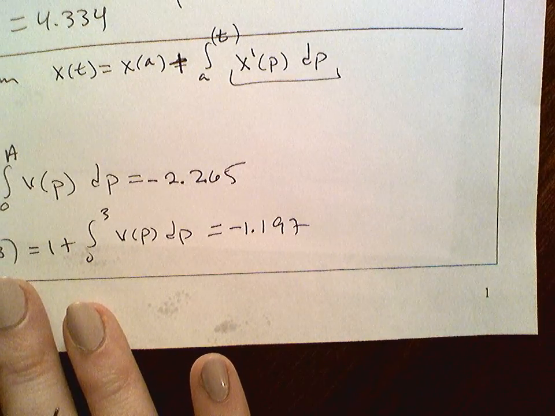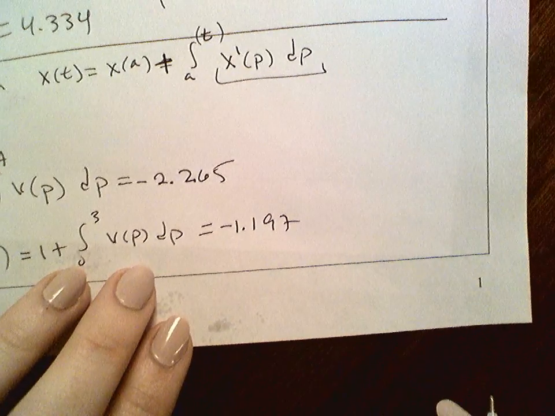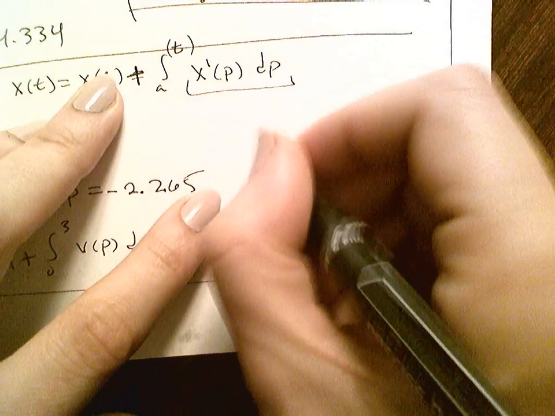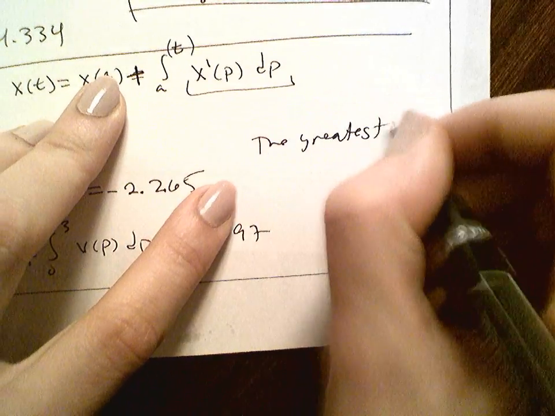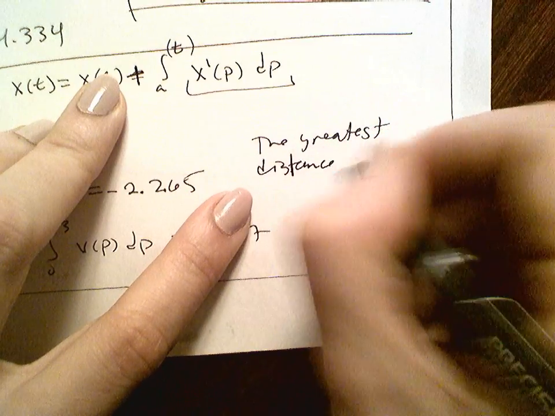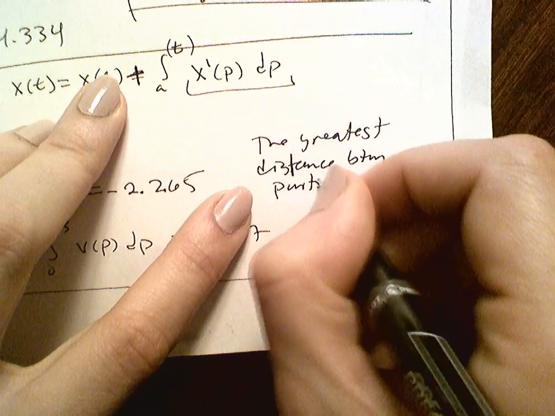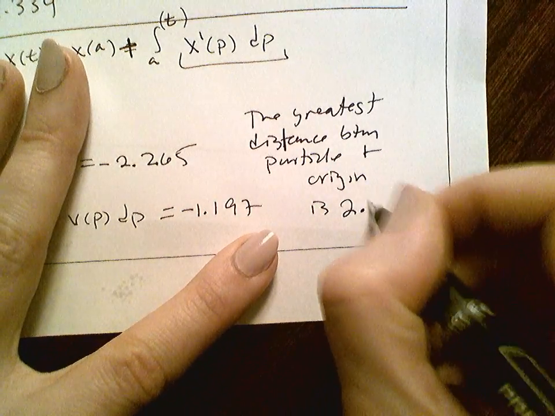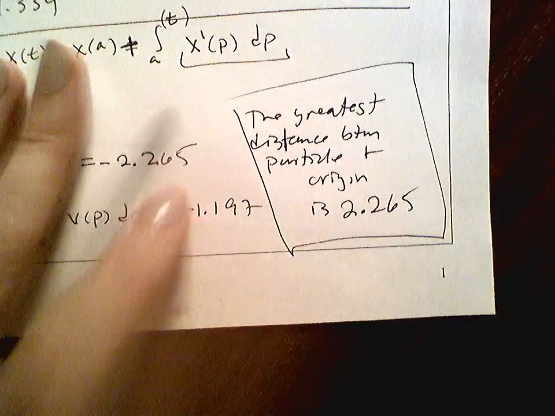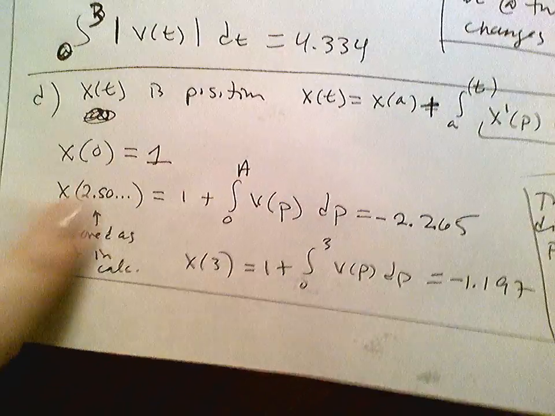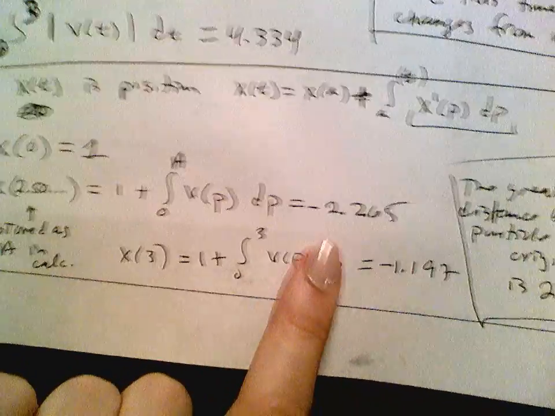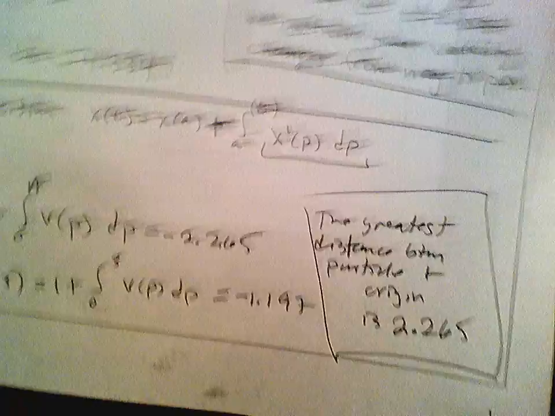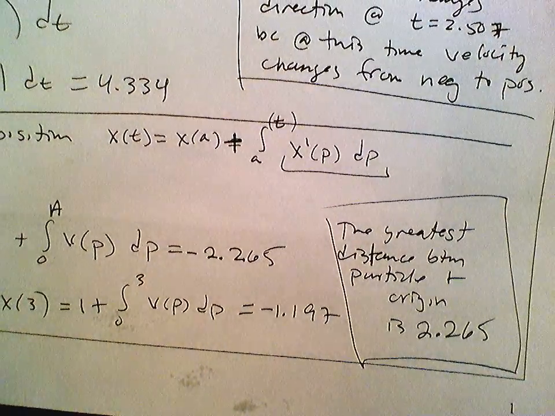And then the question was, during the time interval, what is the greatest distance between the particle and the origin? The greatest distance between the particle and the origin is, remember, distance is positive. At this time it's 1 unit from the origin. At this time it's that many units from the origin, but positive. And then this one, that many. Yeah, so there's that.